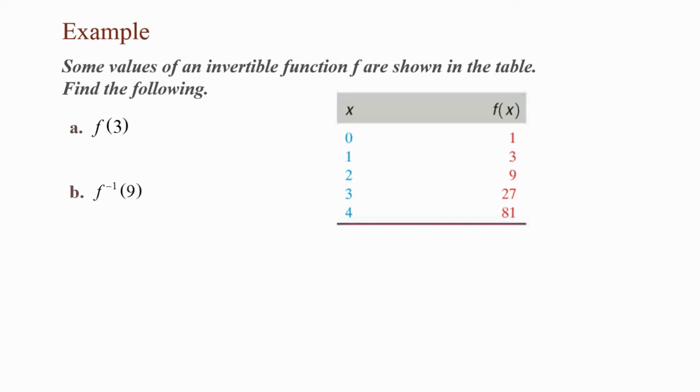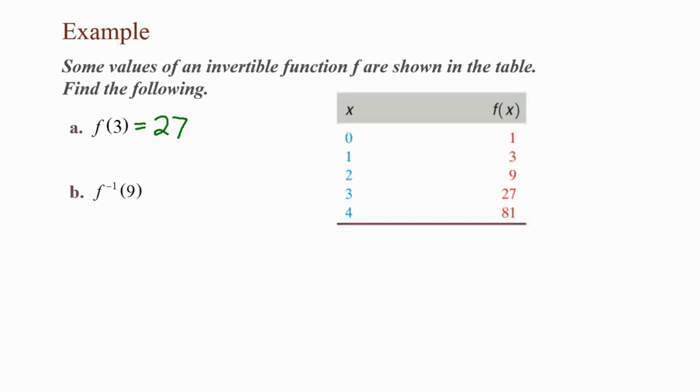Part A, we want to find f of 3. Going to our table, we find 3 under x. If 3 is the input, then 27 is the output. So f of 3 equals 27.